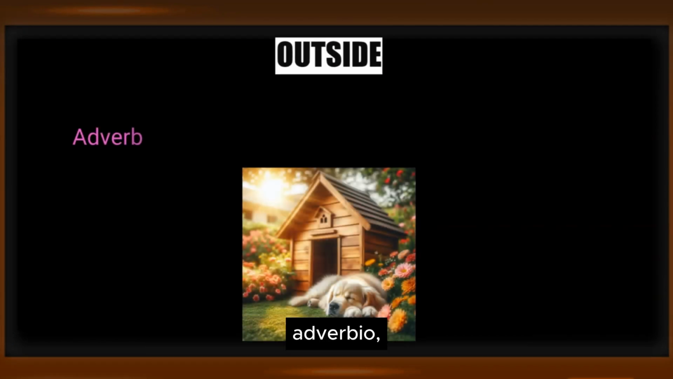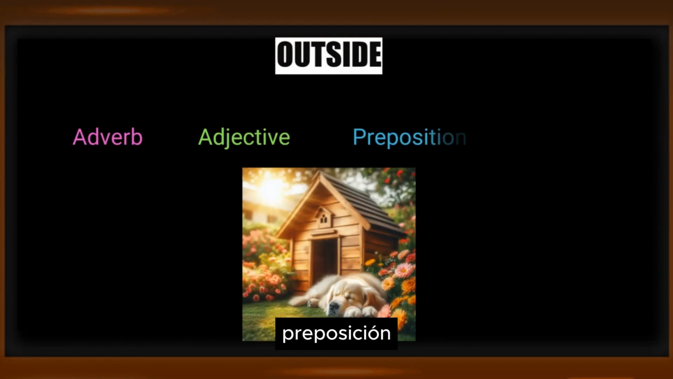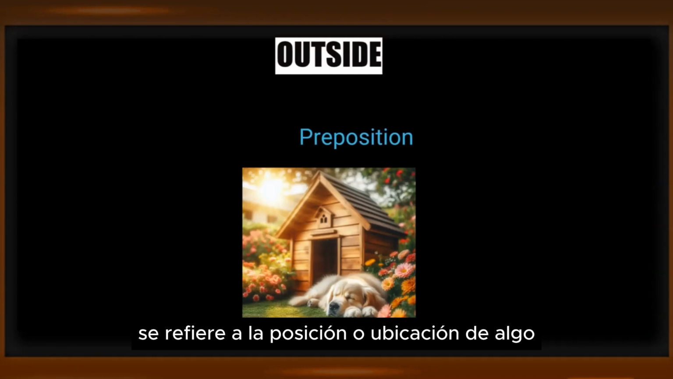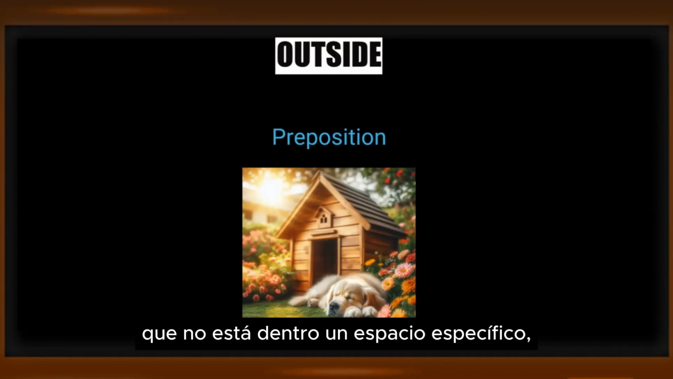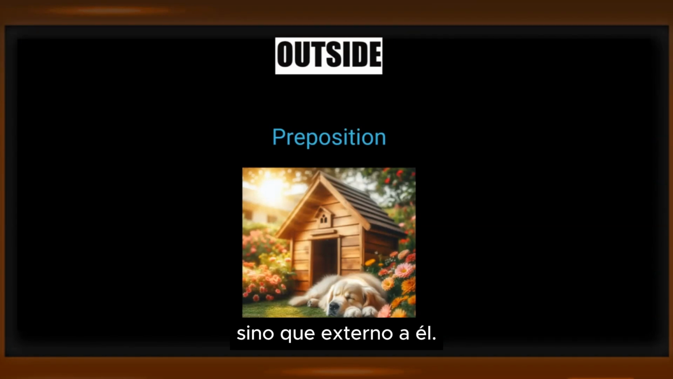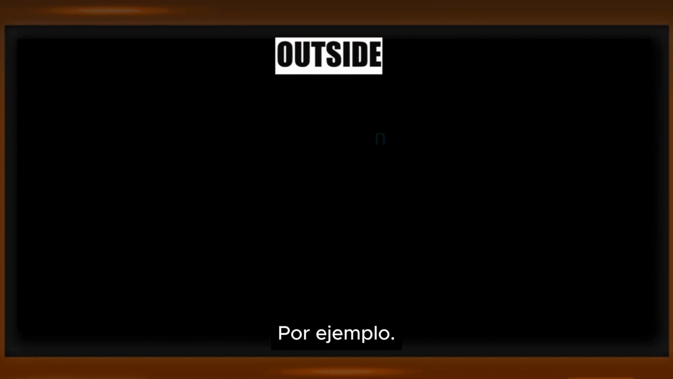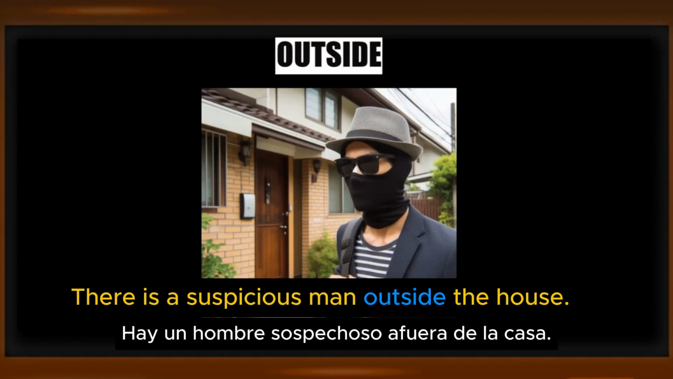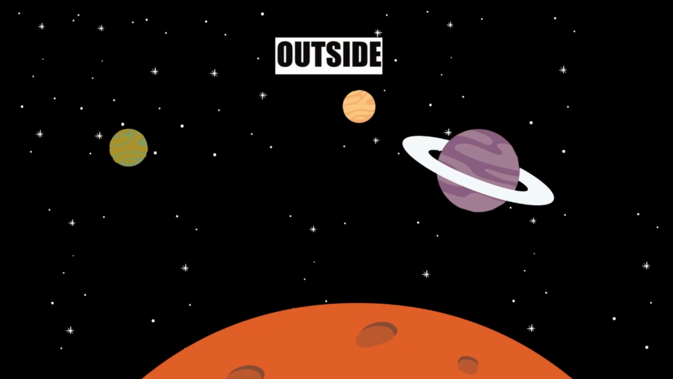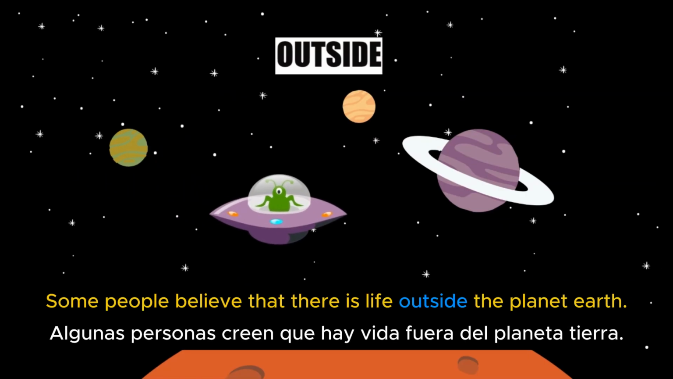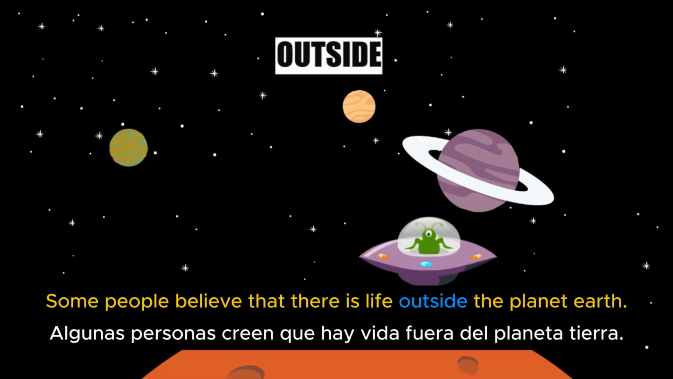Outside. This word can be used as an adverb, adjective, preposition or noun. As a preposition, it refers to the position or location of something that is not within a specific space, but rather external to it. For example, "There is a suspicious man outside the house." Some people believe that there is life outside the planet Earth.